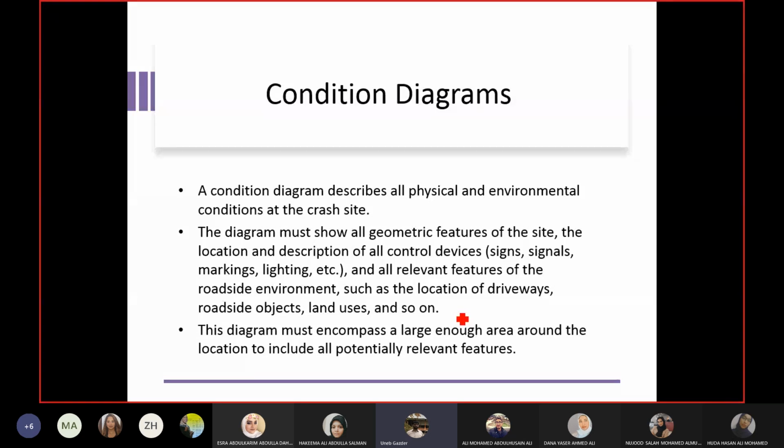Okay, now how much should be the extent of the condition diagram? Like from my point, how far should I go in every direction for developing the condition diagram? Because as far as you go, then you have to collect more data. Okay, for example, you are doing it for an intersection. Okay, for this intersection.